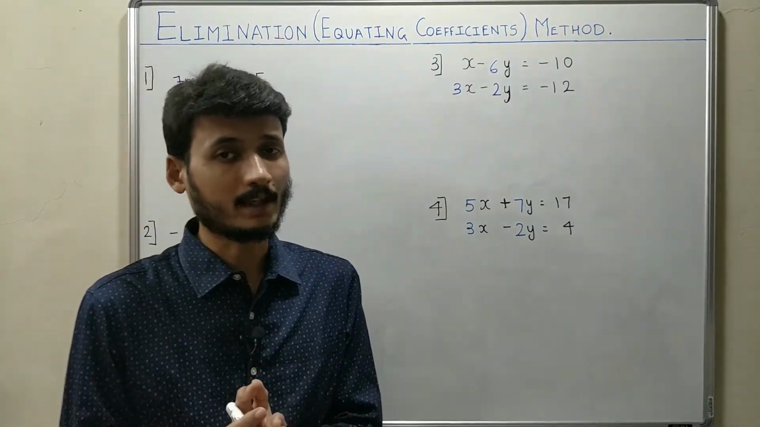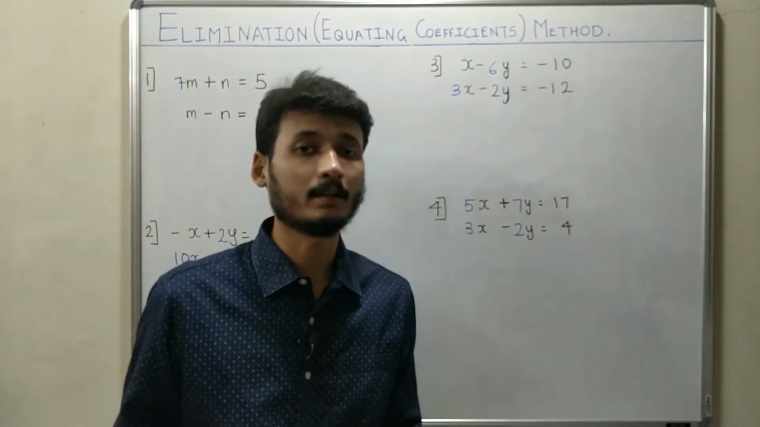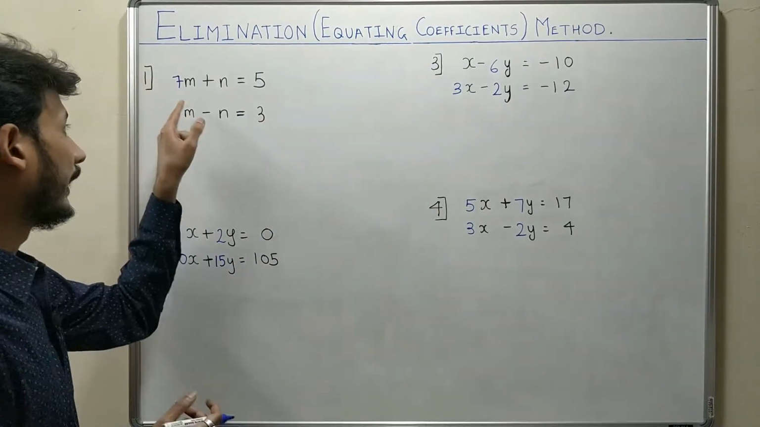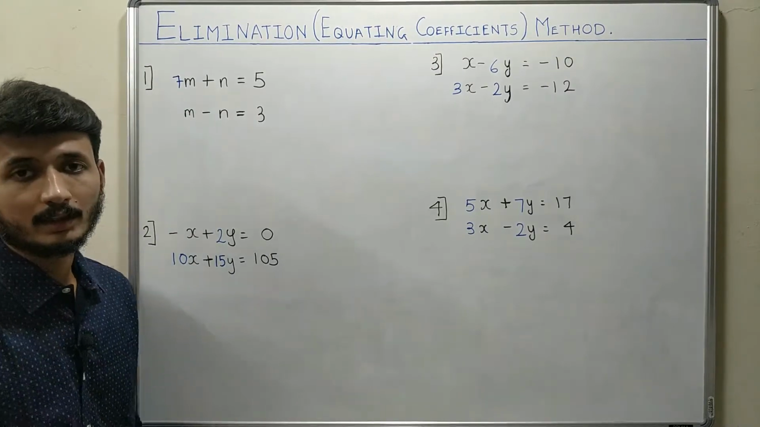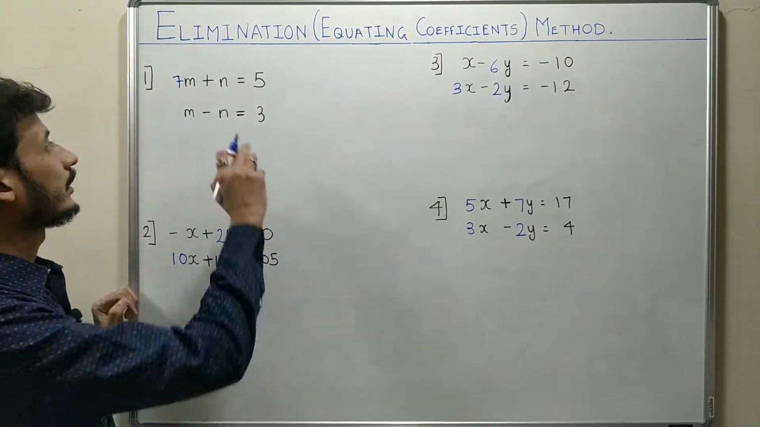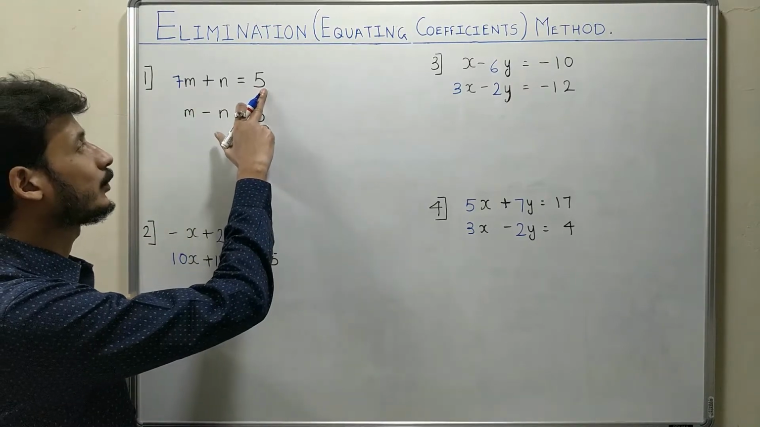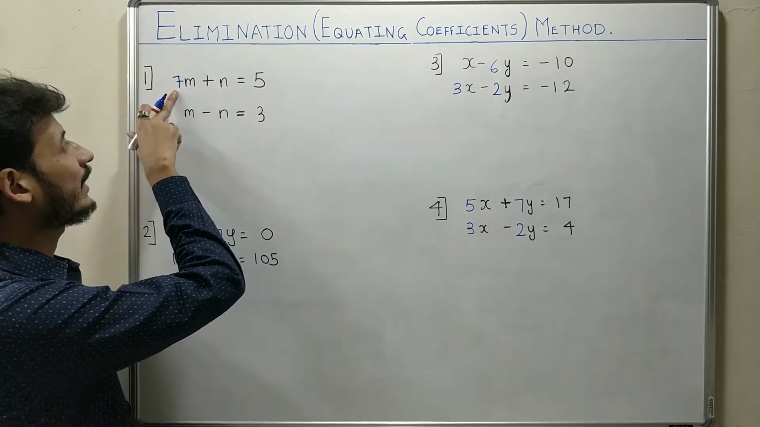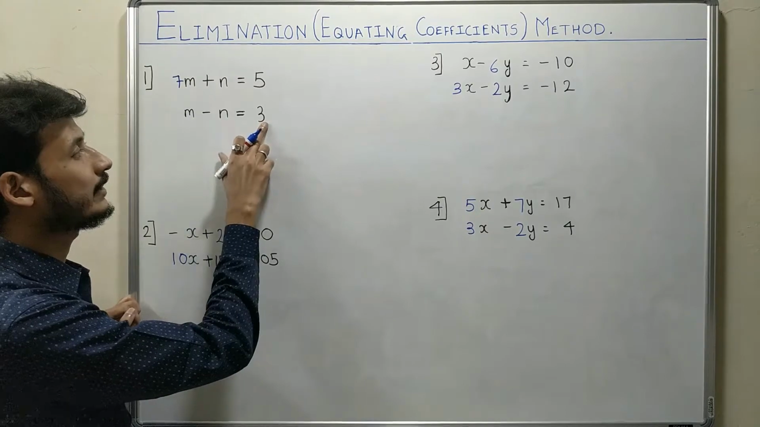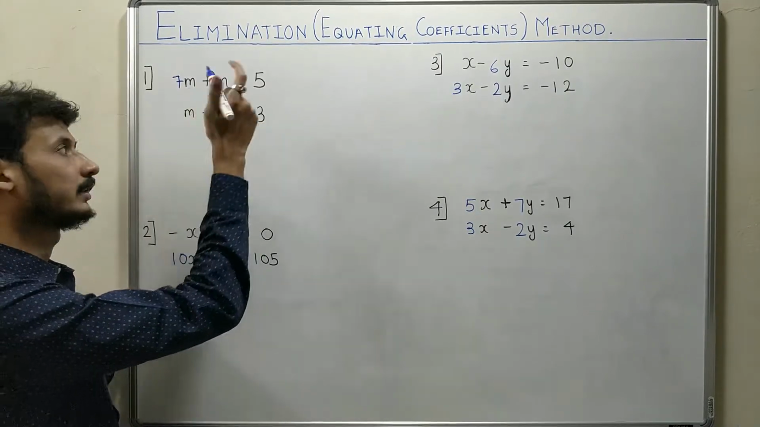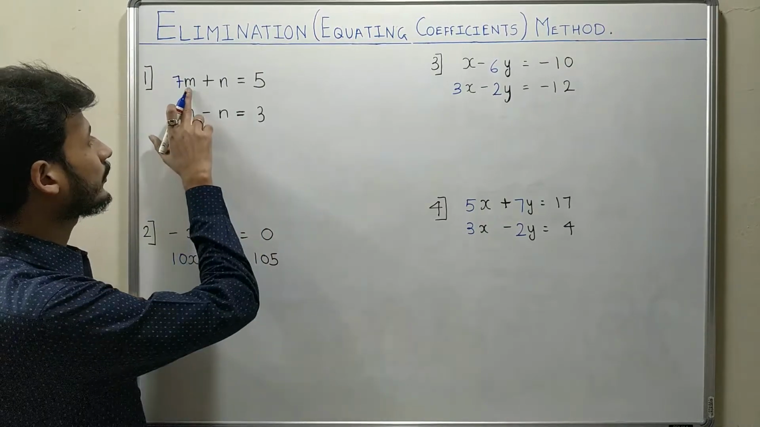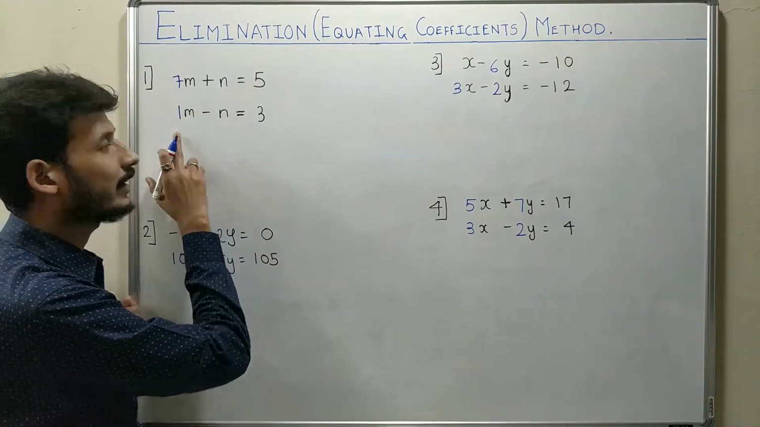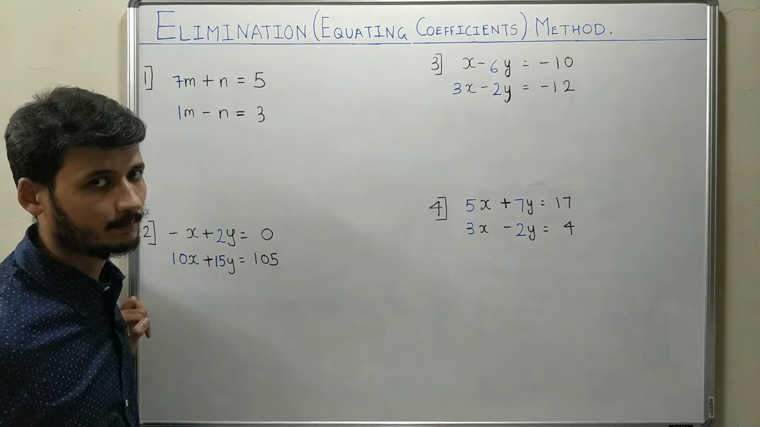Here we have taken 4 examples to make this concept very clear. Example number 1, 7m plus n is equal to 5 and m minus n is equal to 3. Now in both the equations, in 7m plus n is equal to 5, what is the coefficient of m? 7. In the second equation, m minus n is equal to 3, what is the coefficient of m? 1. Correct? Now if you compare the coefficients of m, it's 7 and 1. Are they same? No, they are not same.